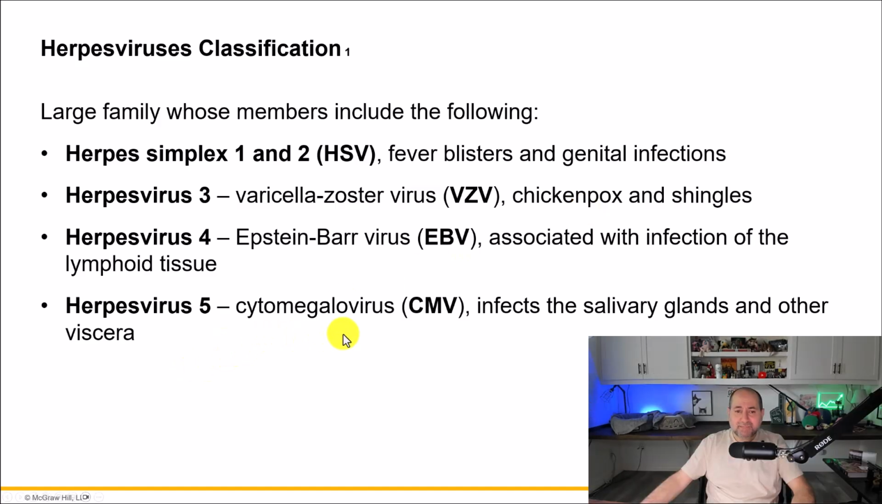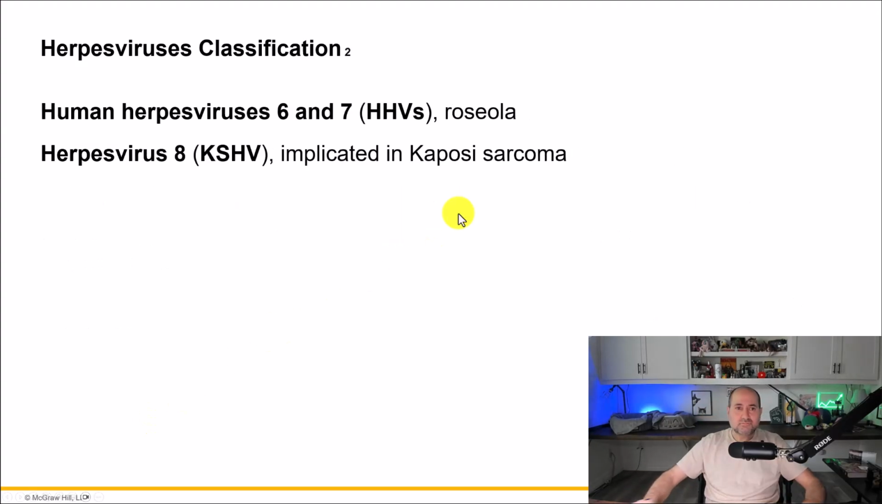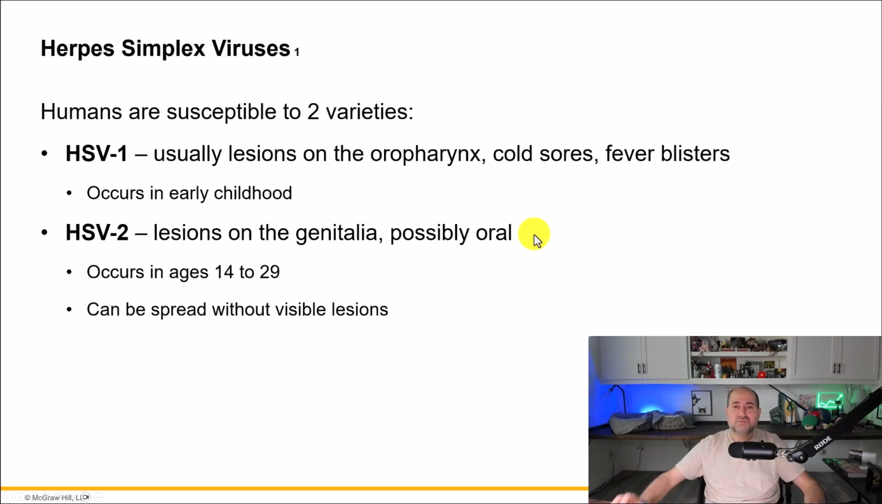Then there was cytomegalovirus, remember CMV, which infects the salivary glands and other viscera, resulting in those large cells with the owl eye inclusion in them. We talked about herpes viruses 6 and 7, which cause roseola. And then we talked about herpes virus 8, which causes Kaposi sarcoma. So please do know each of the different herpes viruses and what they do.